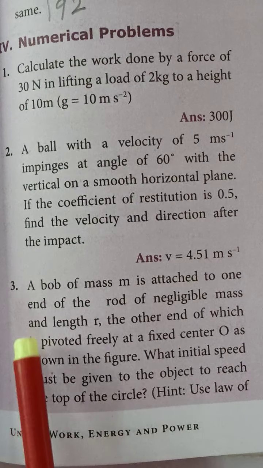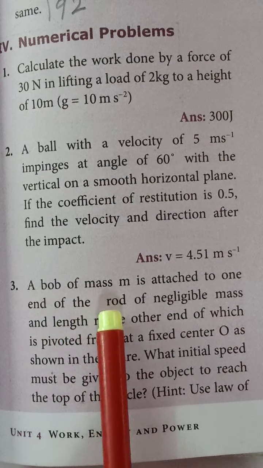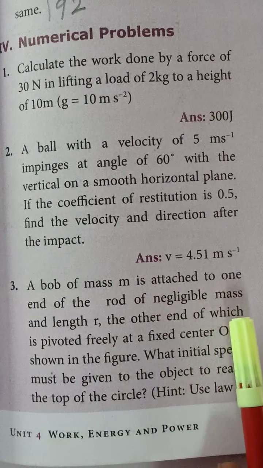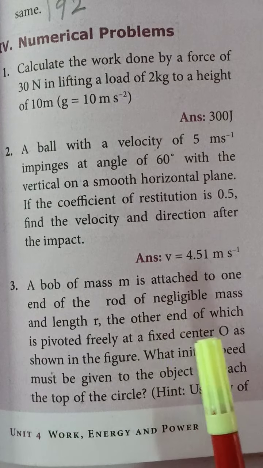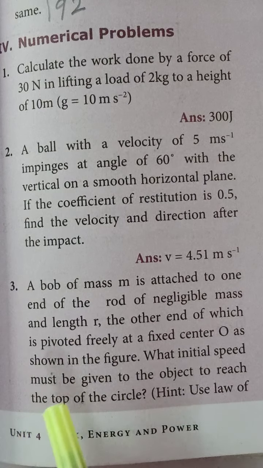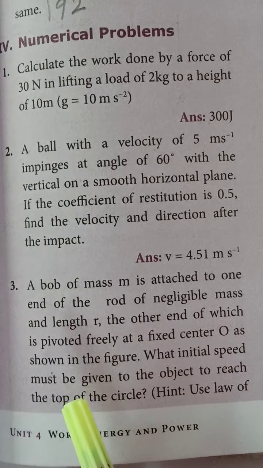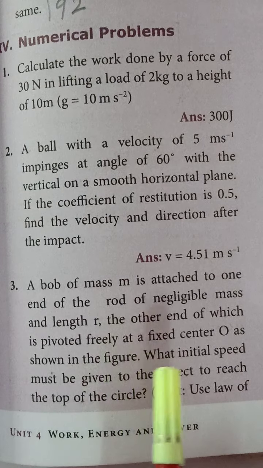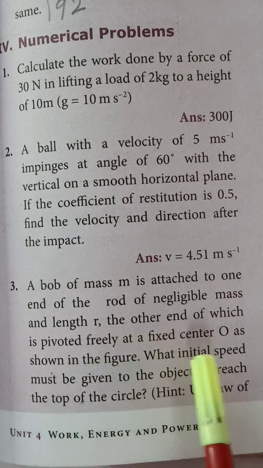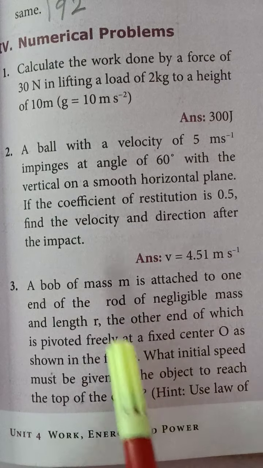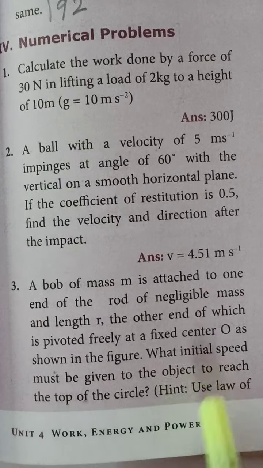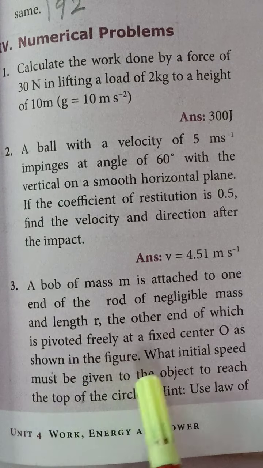Third problem: a bob of mass m is attached to one end of a rod of negligible mass, meaning very, very little mass, and the length is r. A bob is a spherical metal object. The other end of the rod is pivoted freely at a fixed center O. So O is a fixed center, and we attach a bob of mass m, as shown in the figure here.